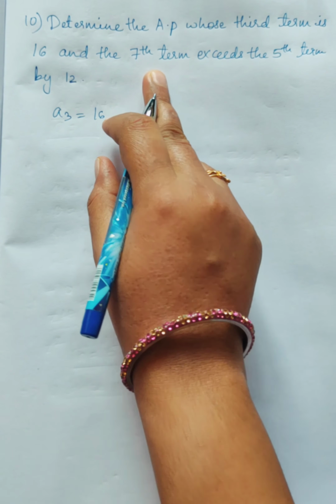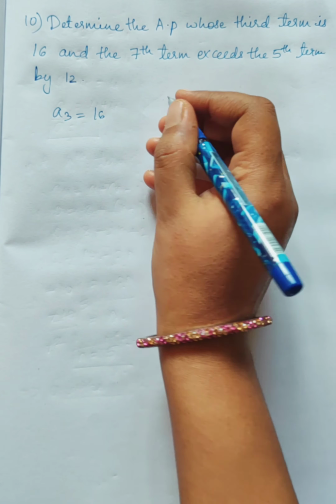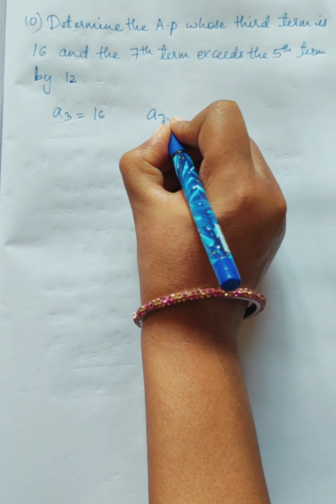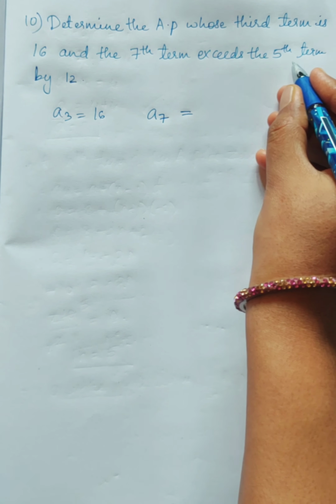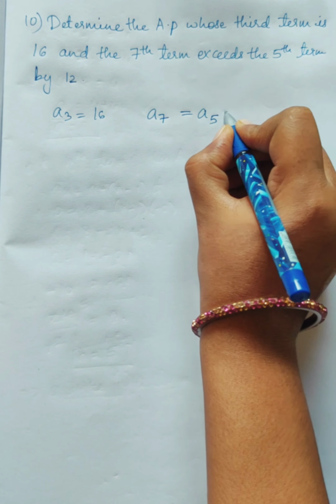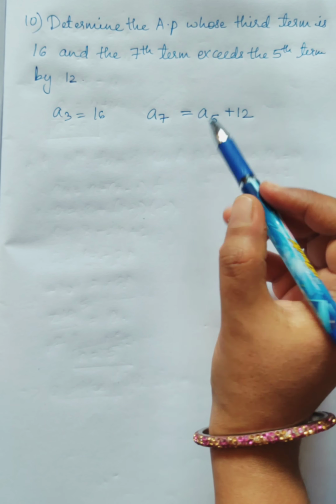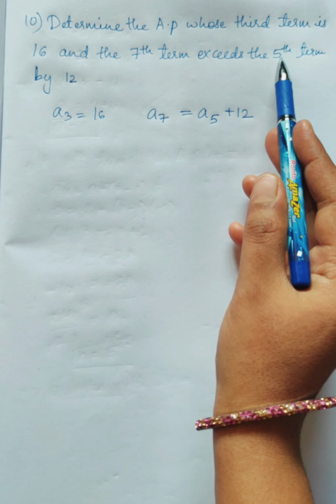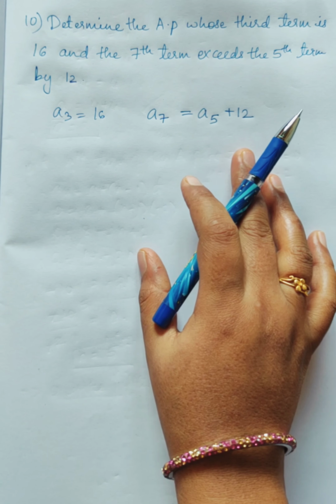Now, the seventh term exceeds the fifth term by 12. How are we going to write the equation for this? First I am going to write the seventh term, A7. This term exceeds the fifth term, so you are going to write A5 plus 12. Since they have given exceeds, you are going to add 12 to the fifth term. So these two equations I am having.